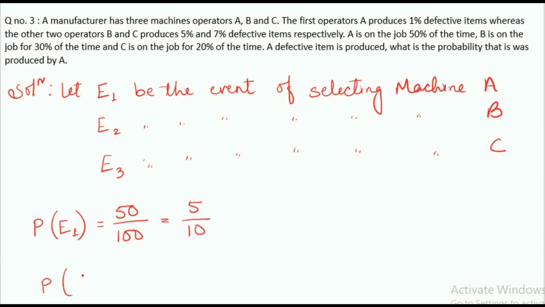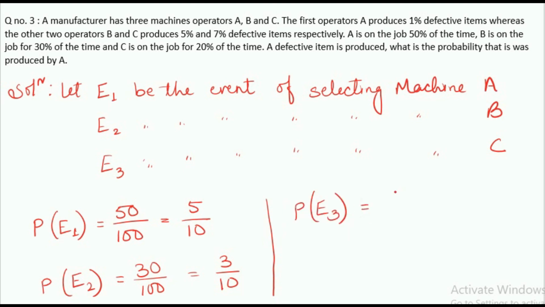What is the probability that I select machine 2? That is 30% of the time. So 30 by 100, that is 3 by 10. And the probability of the third machine is 20 by 100, that is 2 by 10.